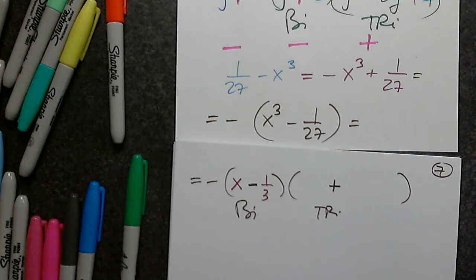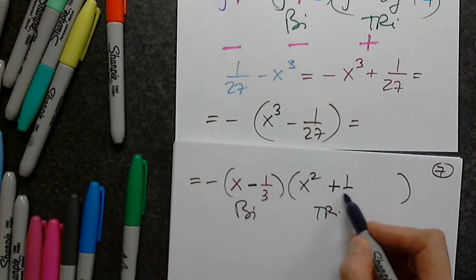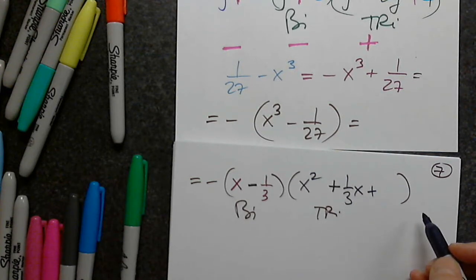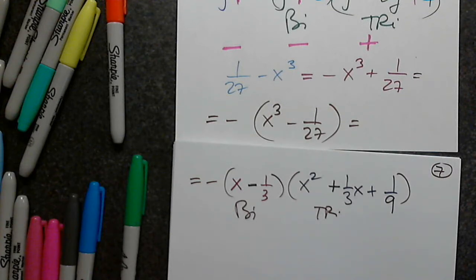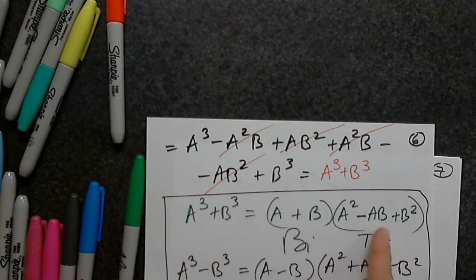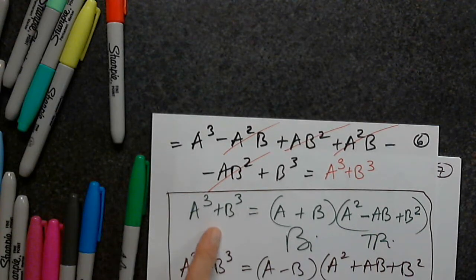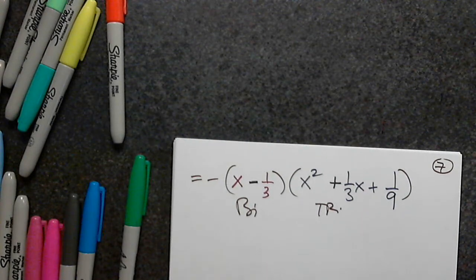What is the first term in the trinomial? What is the middle term in the trinomial? And what is the last term in the trinomial? Very good. 1 over 3 times 1 over 3. Yes, because that's the pattern. So the first term squared plus or minus AB and plus B squared, because I can have the sum or I can have the difference. 1/3 times 1/3. Oh, 1/3 cubed is 1 over 27.